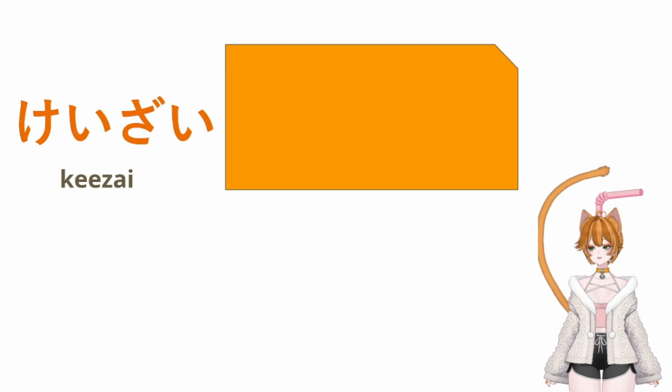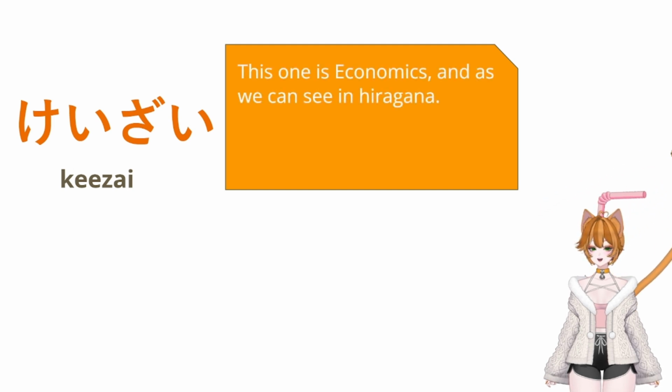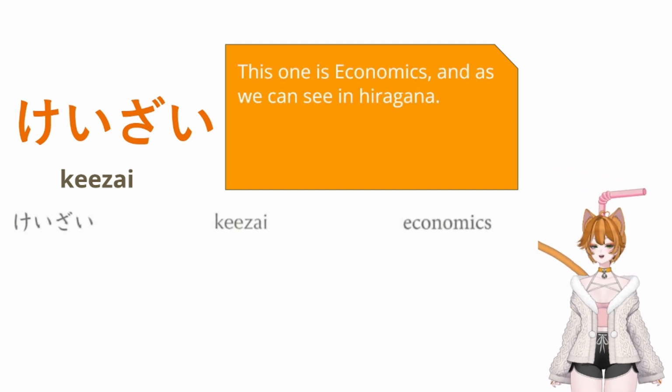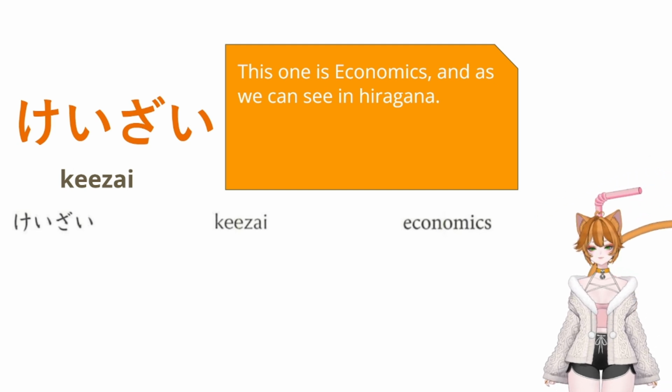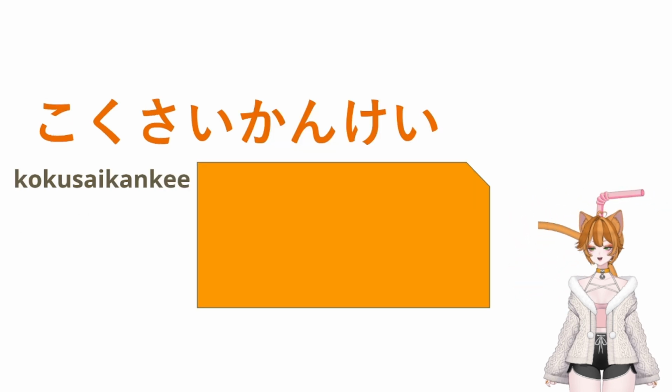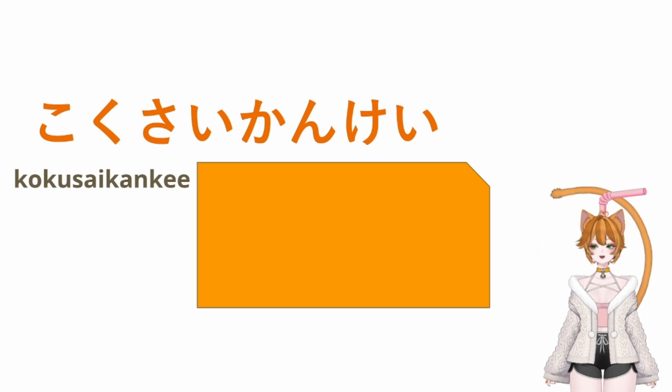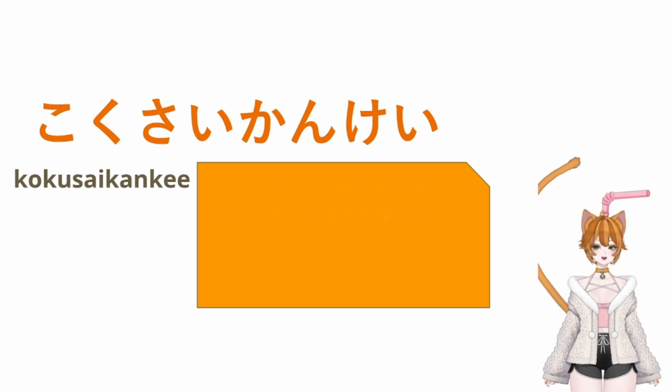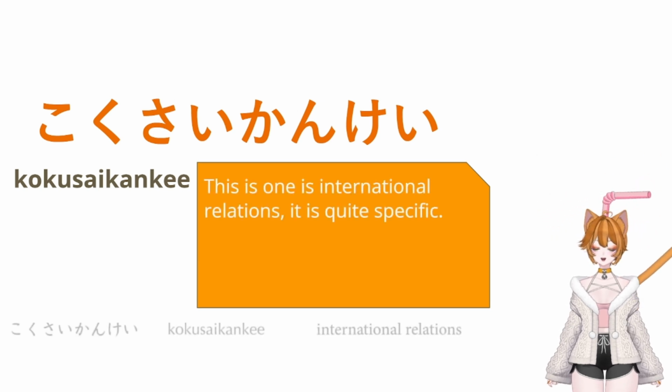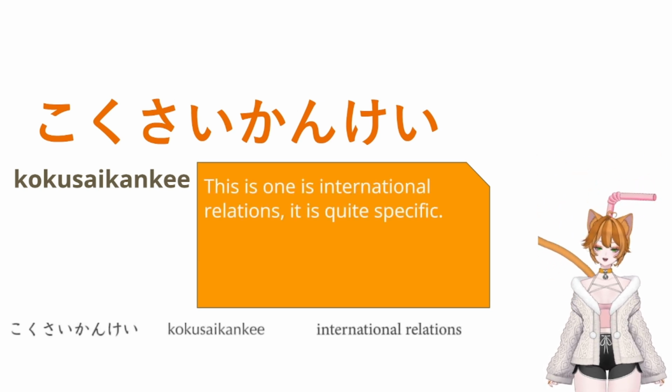Our next one is going to be keizai. Keizai is economics, and as you can see, it is in hiragana. Alright, our next one is a long one, I know. Kokusai kanke. This one is just international relations, quite specific typically for people with marketing or business.